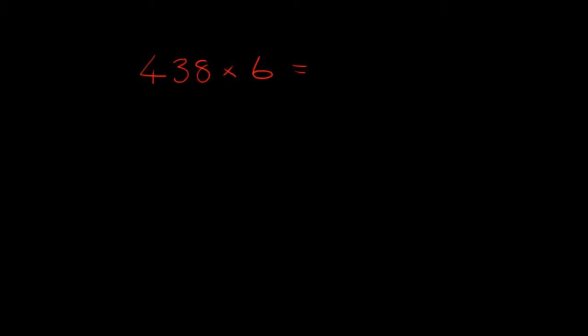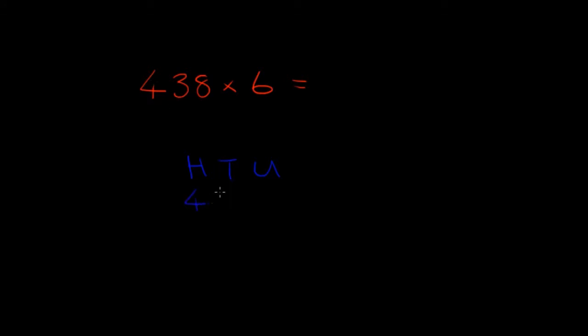Now the first thing we need to do is we need to write these out in columns. And what do I mean when I say columns? I'm talking about the place value columns. So that is our hundreds, tens and units. Now then, 438 is 4 hundreds, 3 tens and 8 units, and we're multiplying by 6, which is just 6 units. So now that they're in place, we'll go about doing our multiplication.